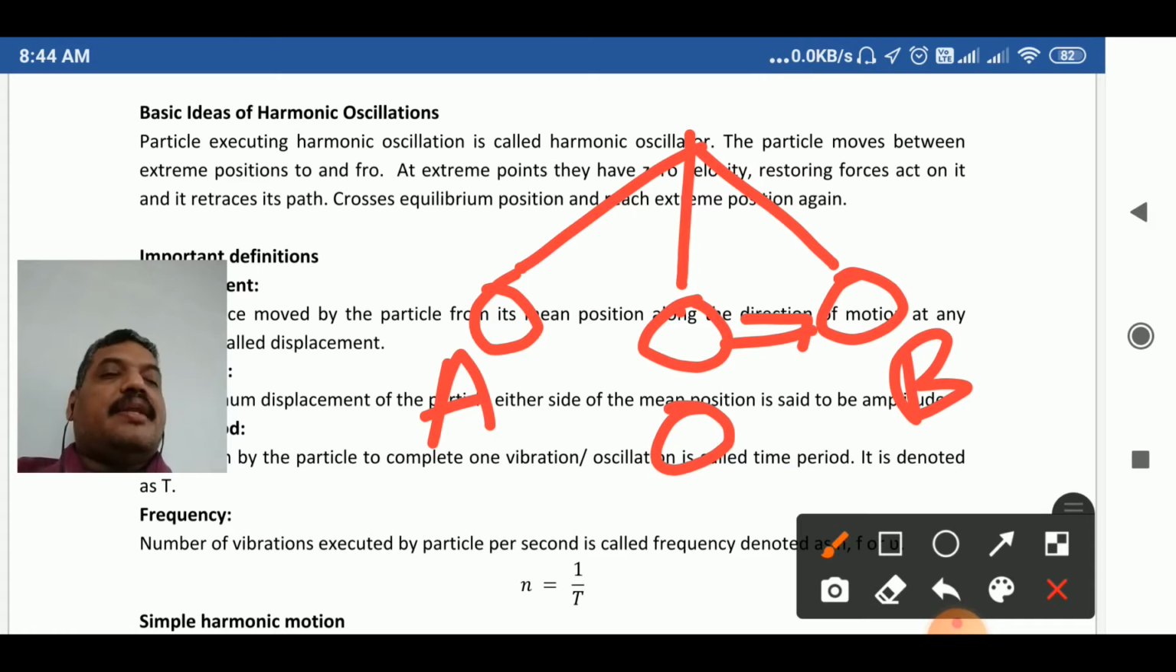From there that motion repeats. So here the object moves to and fro. At the extreme position velocity is 0, and at the middle point velocity is maximum. Okay, now let us understand a few important definitions.